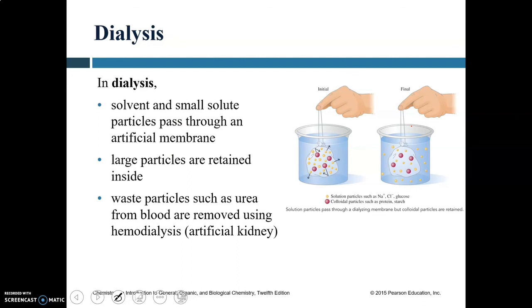Now in the process called dialysis, the solvents and the small solute particles pass through an artificial membrane. The large particles stay inside, and small particles leave. So dialysis is used in the process known as hemodialysis to remove waste particles such as urea from blood.